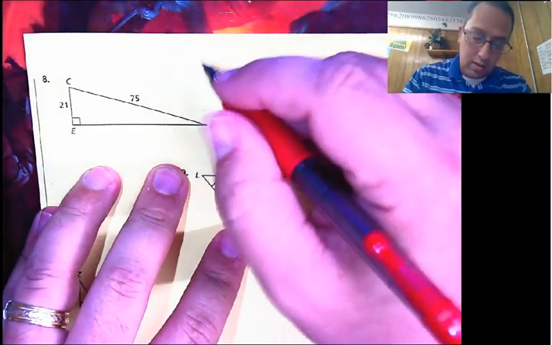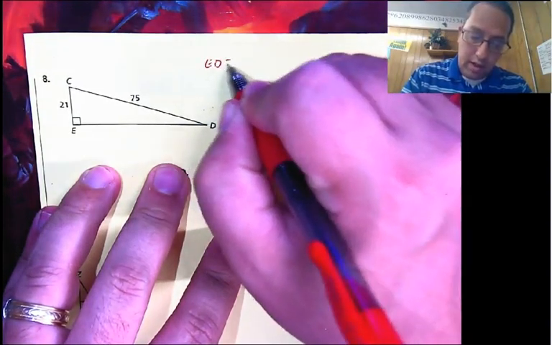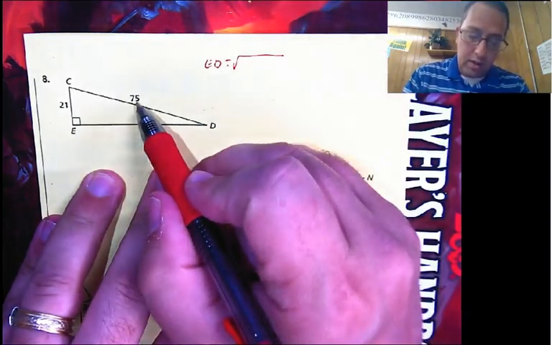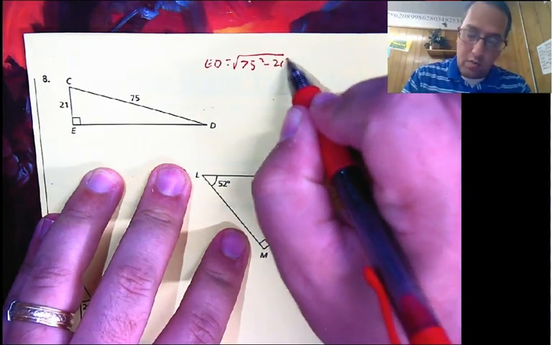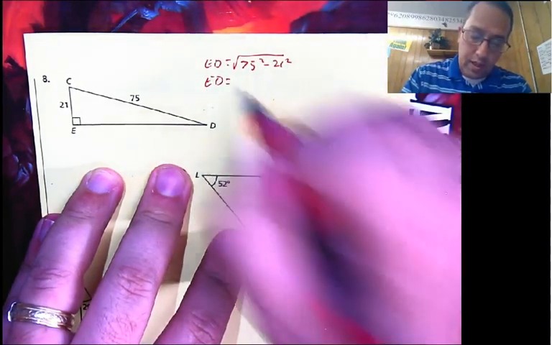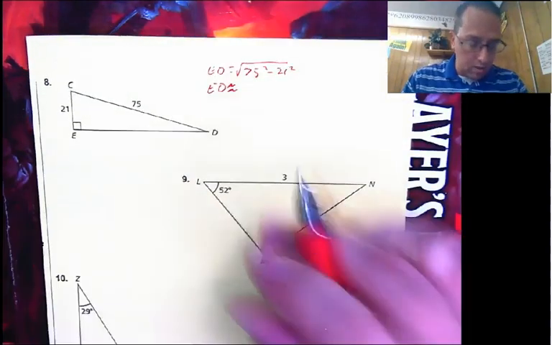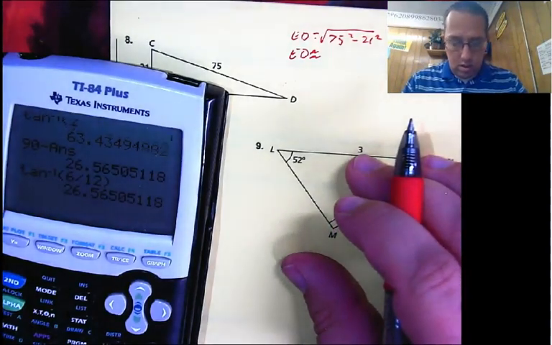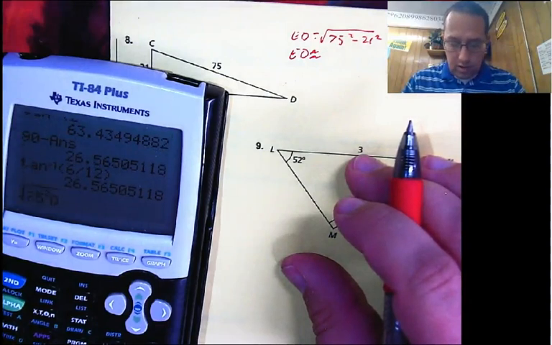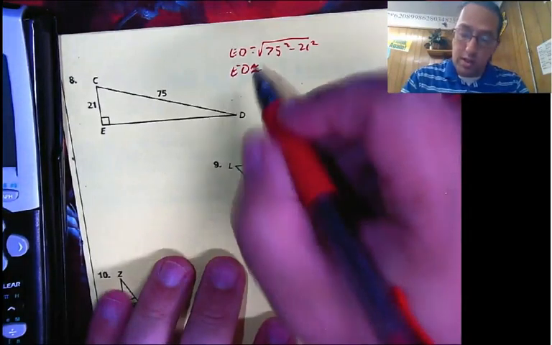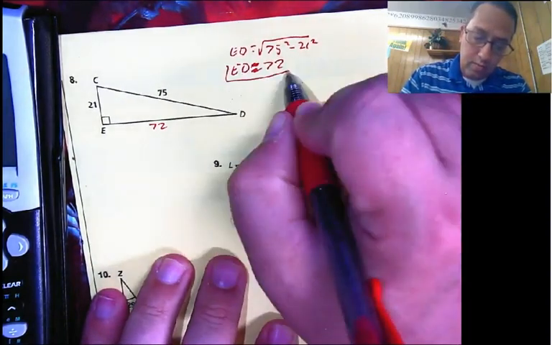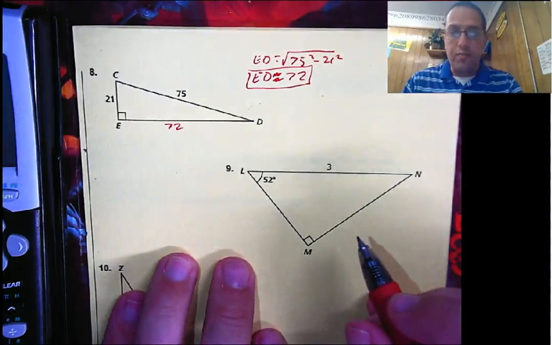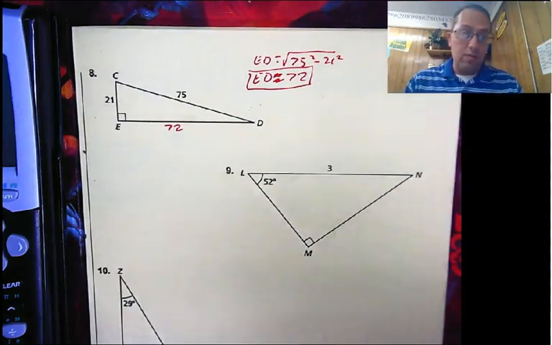So let's do that. The length of ED is equal to the square root of, now this time they gave us the hypotenuse, so it's going to be 75 squared minus 21 squared. So ED is equal to the square root of 75 squared minus 21 squared, 72. Not approximate, exactly 72. That's always nice, a Pythagorean triple right there. Now we've got to find our angles. So we're going to do the same thing.